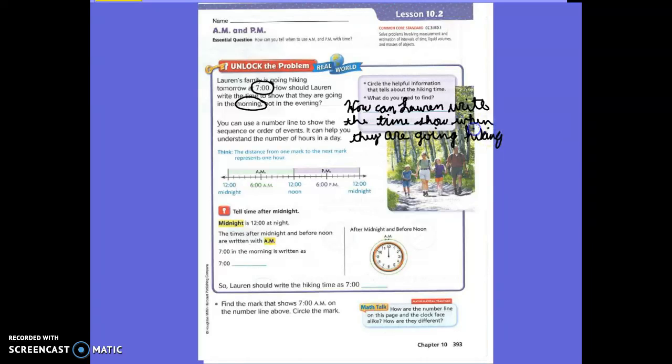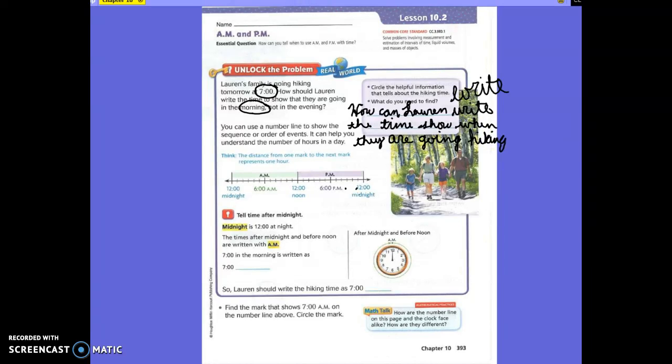Okay, so we explained AM and PM. You start the day at 12 o'clock midnight, and you end the day at 12 o'clock midnight too, but it goes all the way from 12 o'clock midnight to 12 o'clock noon, then 12 o'clock noon to 12 o'clock midnight, and then it becomes a new day again. Okay, tell the time after midnight. Midnight is 12 o'clock at night, or in the morning. It's dark outside though, so that's why they say night.